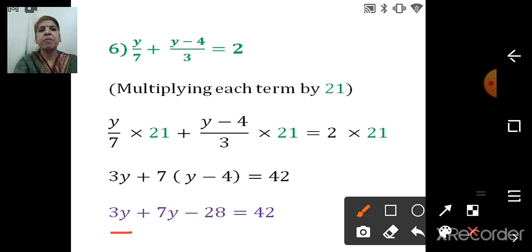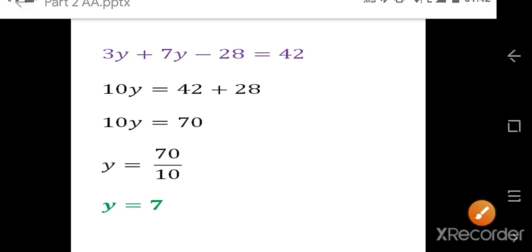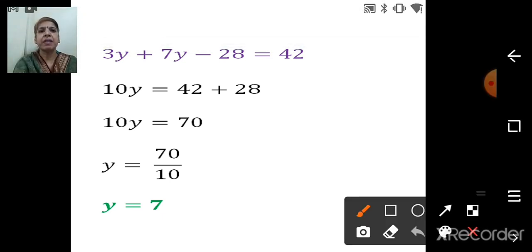Now 3y plus, again we will follow the BODMAS rule. Open the bracket first, so 7 into y, 7y, and minus 7 into 4, 7 4s are 28, is equal to 42. 3y plus 7y minus 28 is equal to 42. Same step I am carrying forward, so I have written it with purple color. Next you will come to know this step is repeated, but you will write it once.